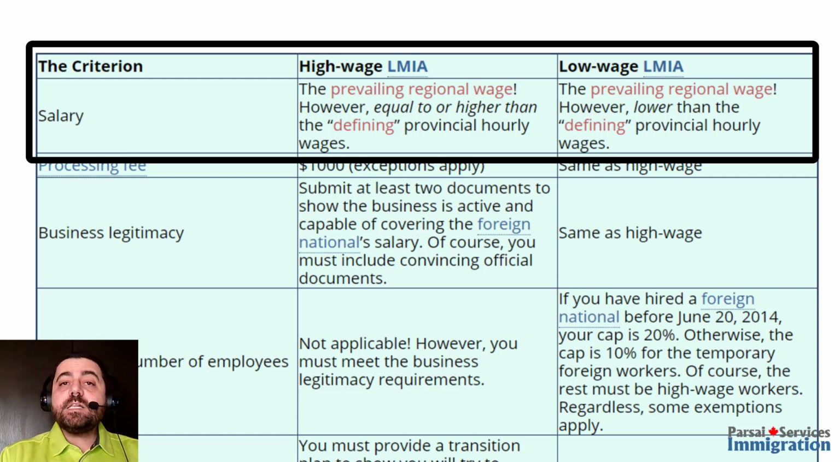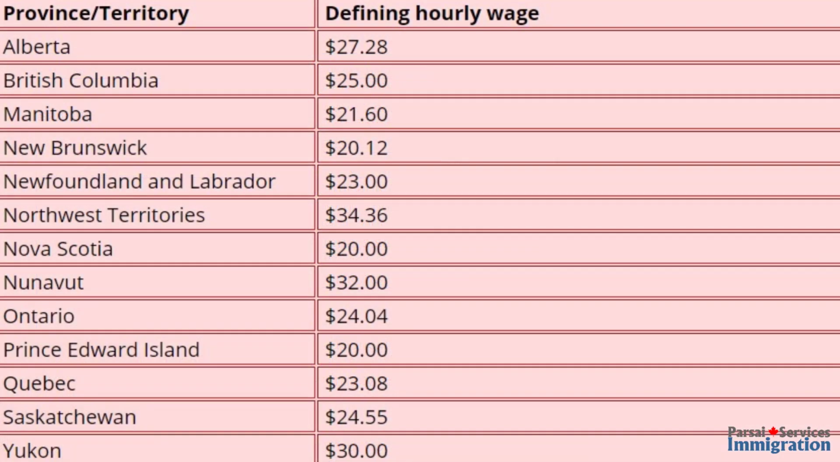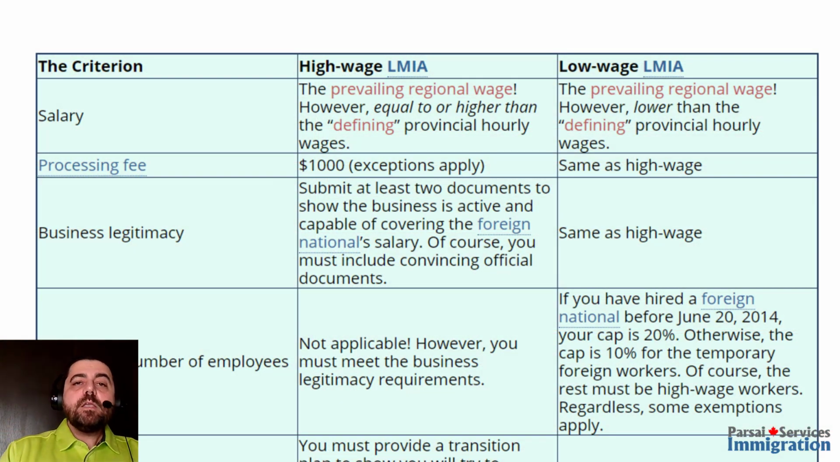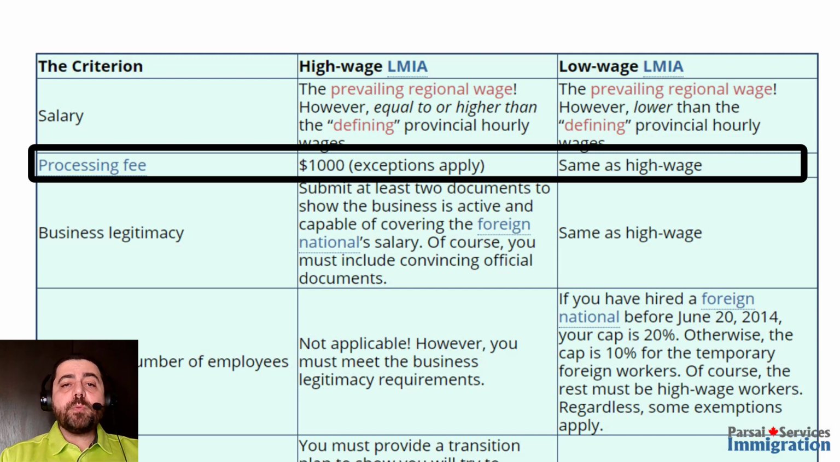However, if the prevailing regional wage that you are offering is higher than the defining provincial hourly wage, you are dealing with a high wage LMIA, and if it's lower than that, then you are dealing with a low wage LMIA. The processing fee for both programs is $1,000. However, there are some exceptions. I don't want to go into the details here.